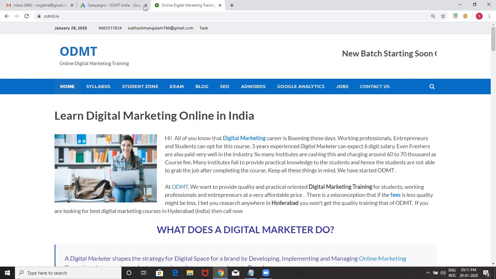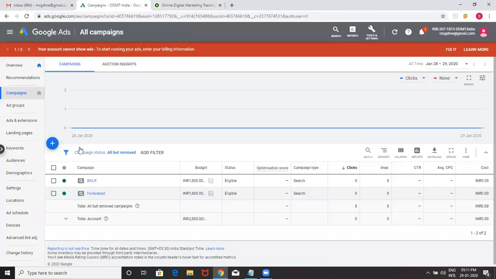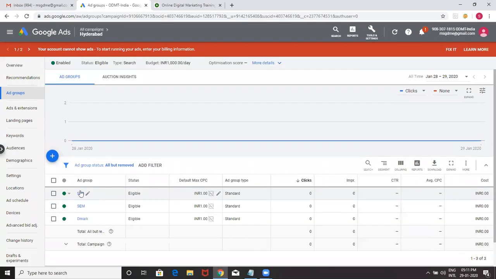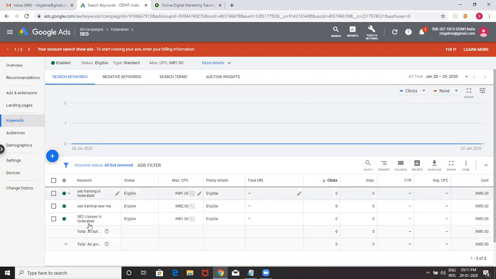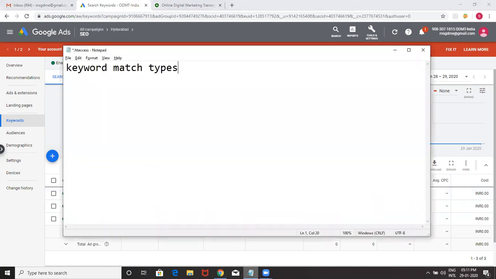Here you created two campaigns, Hyderabad and Bangalore. When it comes to Hyderabad, you created three ad groups, and in this ad group, you mentioned three keywords. You mentioned one keyword called SEO training in Hyderabad. I assume that you gave only one keyword. Let's suppose we take this.